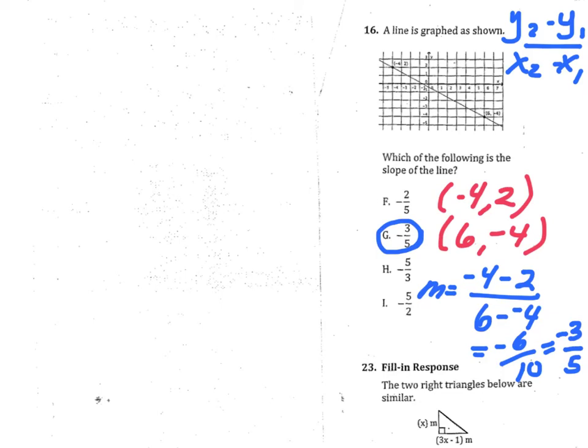A second way to solve this problem would be to look at the 2 points and determine the rise over the run. We know it's negative, but I can see that it's going to fall 6 units this way and run 10 units this way. So you can get the same answer, you still have to reduce at the end.